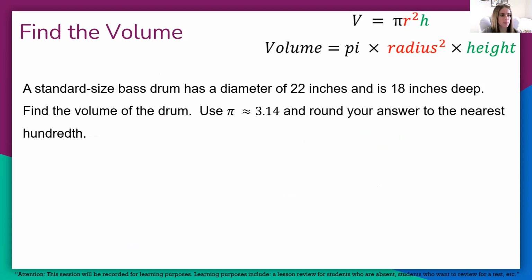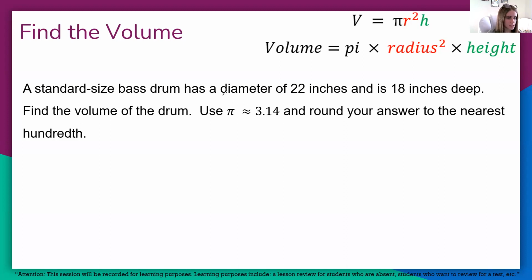A standard size bass drum has a diameter of 22 inches and is 18 inches deep. Find the volume of the drum. Use pi is equal to 3.14 and round your answer to the nearest hundredth. All right, it is particularly important in word problems to make sure you identify your information. It's a little bit less straightforward than looking at a picture.